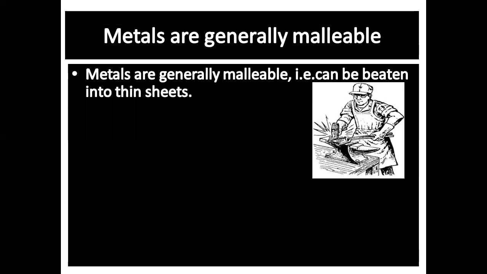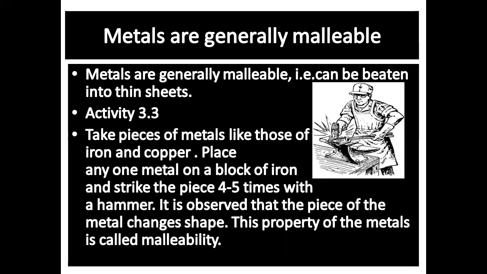Metals are malleable, that is, they can be beaten into thin sheets. Take pieces of metals like iron and copper and place any one metal on the block of iron and strike the piece of metal 4 to 5 times with a hammer. It is observed that the piece of metal changes shape. It means metals have the property of malleability.